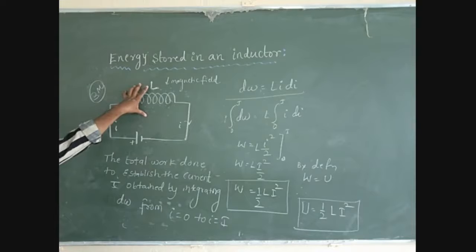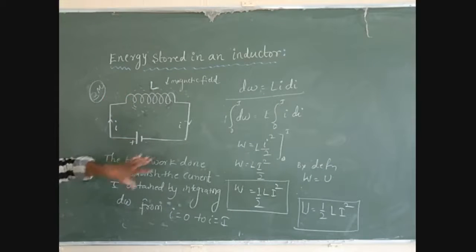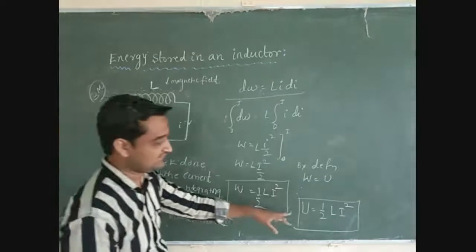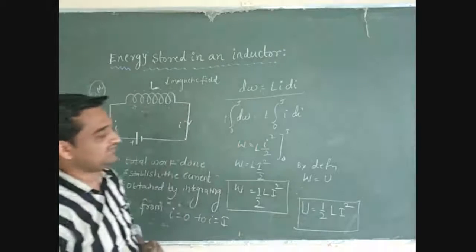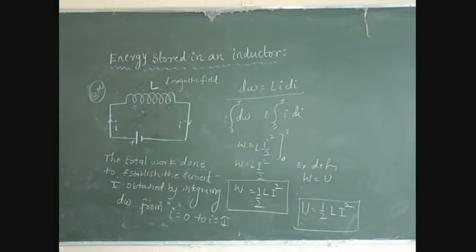The inductor opposes the change of current flowing through it, right? Whenever the current flowing through an inductor changes, a back EMF is induced, and that induced back EMF opposes the change of current. To establish the current in the inductor, we have to do work. That work done will be stored in the inductor as magnetic potential energy, right? So the expression for the energy stored in an inductor is 1 divided by 2 L I square, where L is the self-inductance of the coil, right? So this is the derivation, very important.